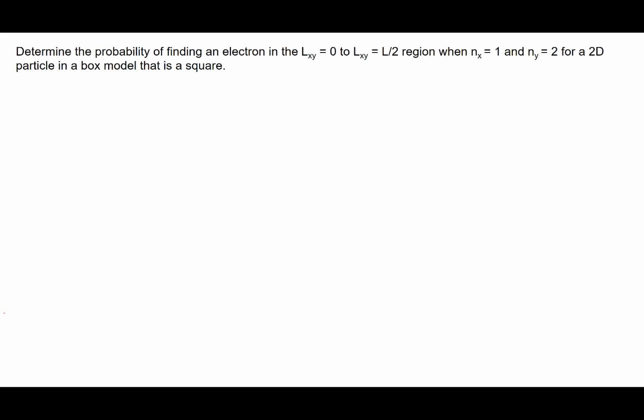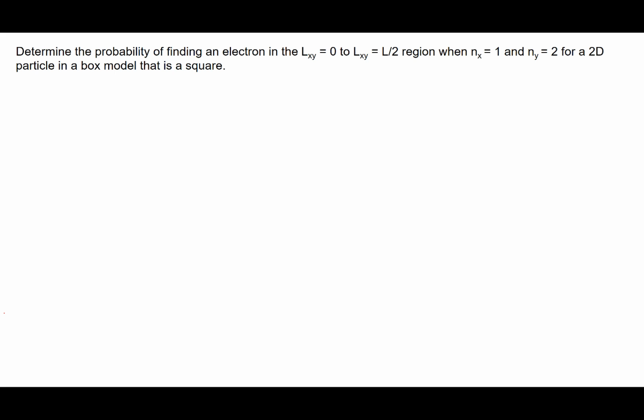So what we're going to go through in this video is how to determine the probability of finding an electron in a 2D particle in a box model, where the particle in a box is essentially a square, so the x and the y directions are equal to each other. We're looking at when nx is equal to 1, the principal quantum number in the x direction, and ny is equal to 2. And we're looking at the region from 0 to L over 2 in both the x and the y directions.